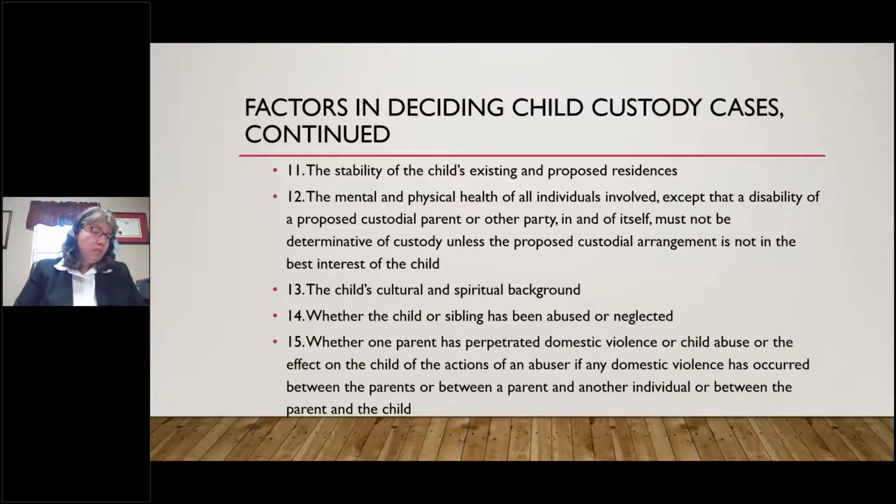Number 11, the stability of the child existing in proposed residences. So the court's always going to look at which parent offers stability, and which parent is least likely to maybe lose their housing or change the child's schools and things like that. Those are all factors that are going to come into play.